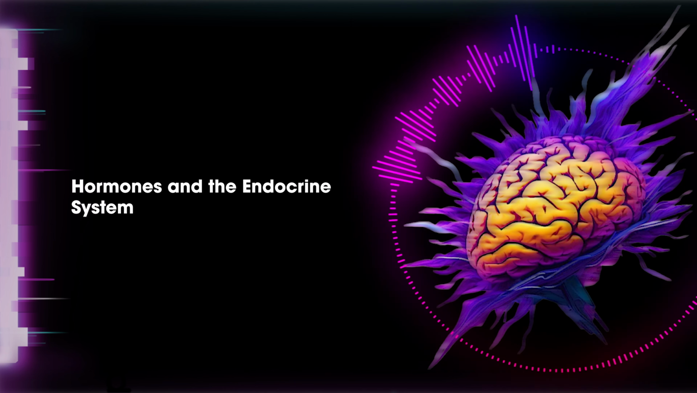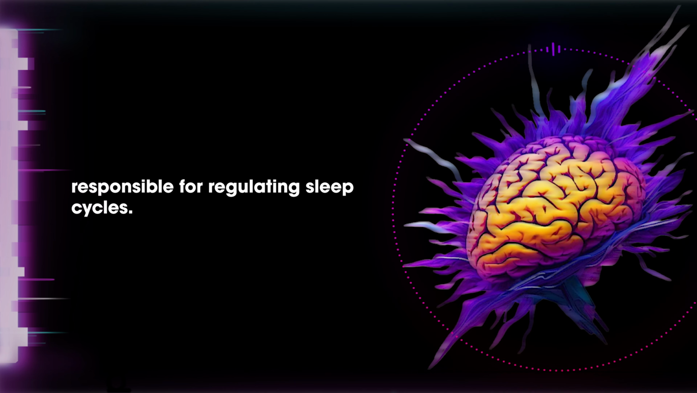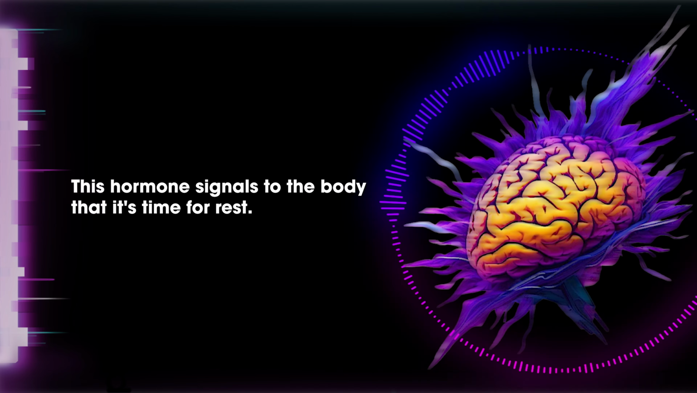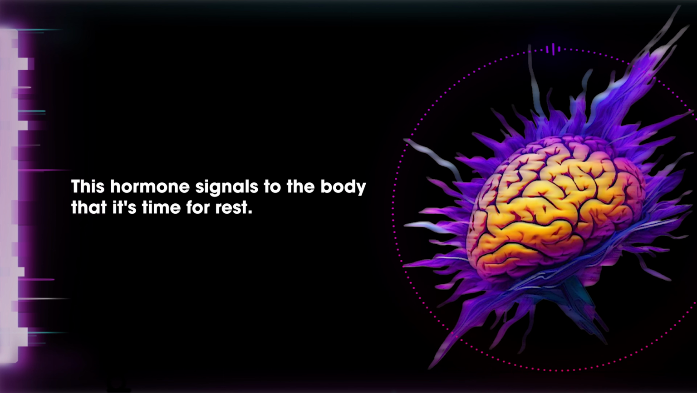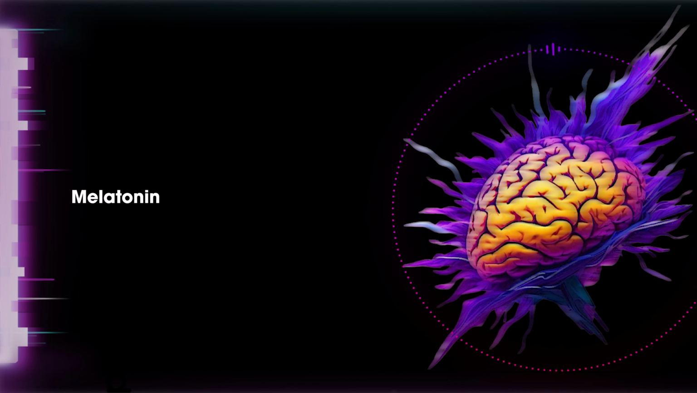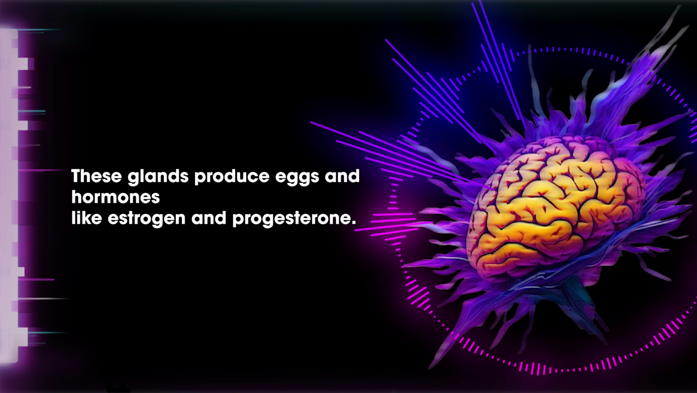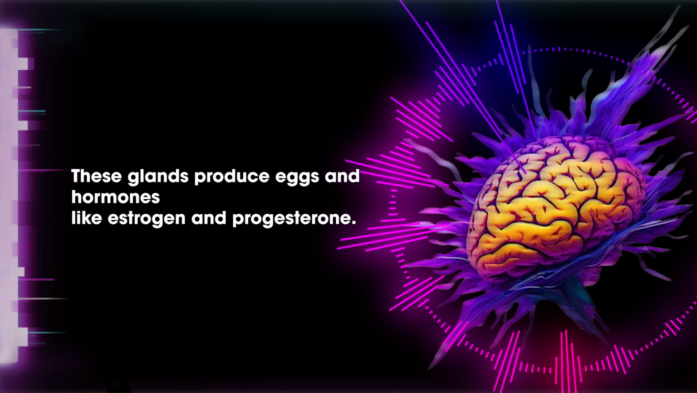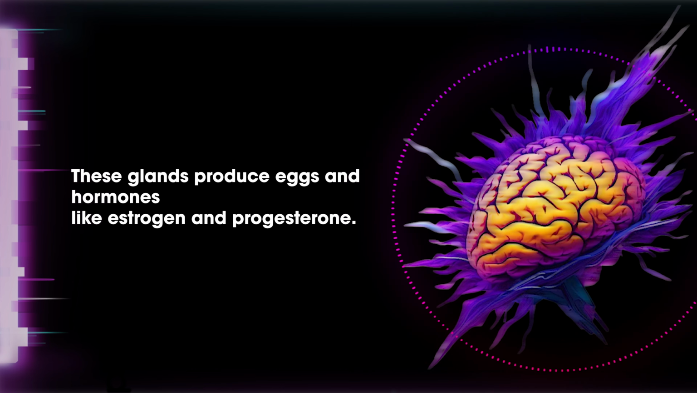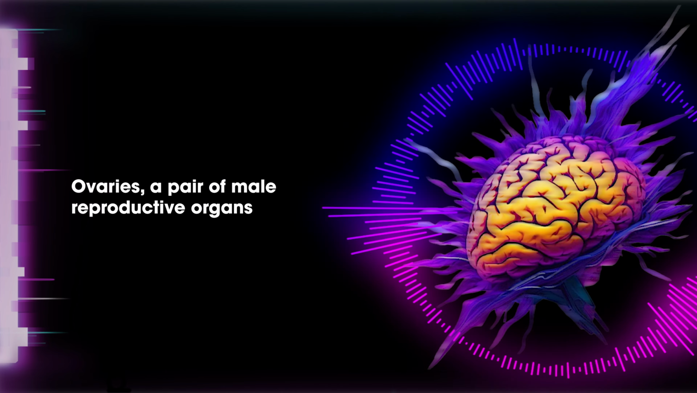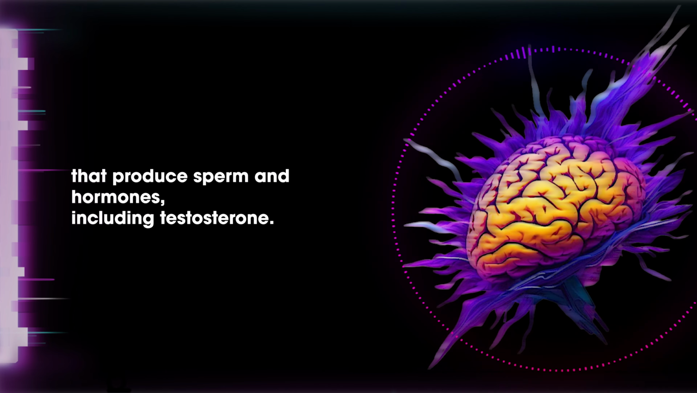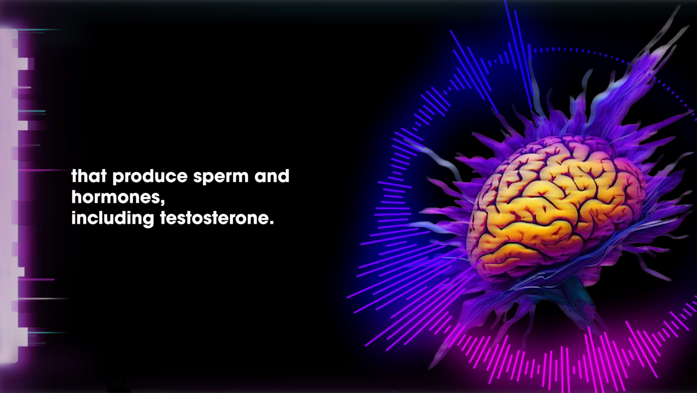Hormones and the endocrine system. Responsible for regulating sleep cycles, this hormone signals to the body that it's time for rest. Melatonin. Located in the pelvis, these glands produce eggs and hormones like estrogen and progesterone. Ovaries.